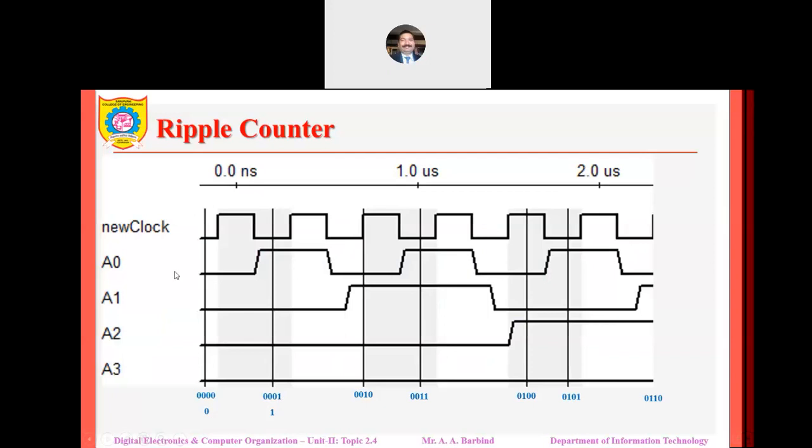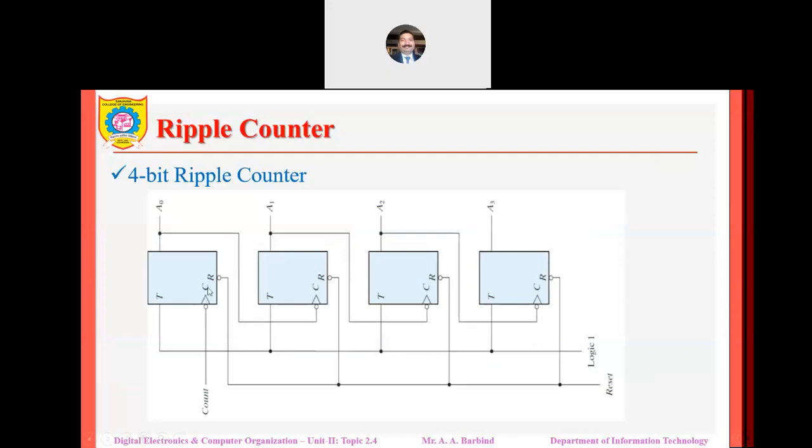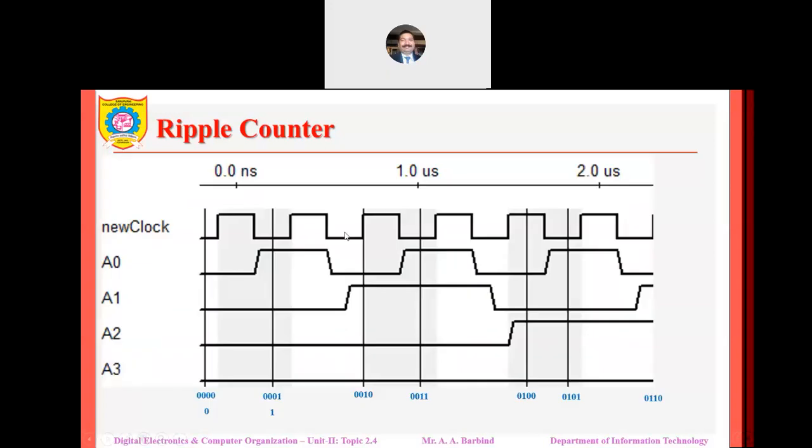So if we plot the diagrams, how we shall get the output, the A0, A1, A2, A3 with respect to the clock input that is given, we can see that particular output in this particular timing diagram. Okay, so this is the clock. The first waveform shows the clock that is given to the clock input of the first flip-flop. Here how will be the output at A0, A1, A2, and A3 with time is shown in this diagram, which is called the timing diagram for the ripple counter or asynchronous counter.